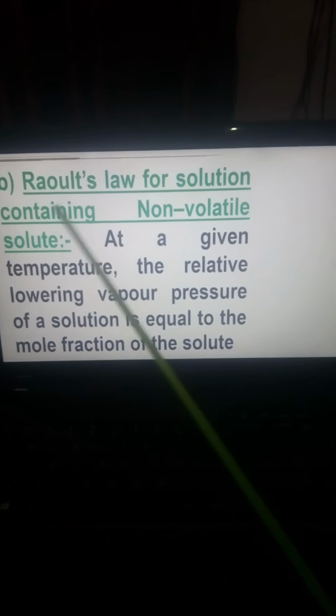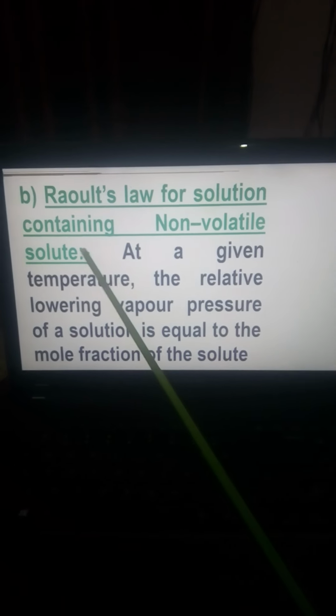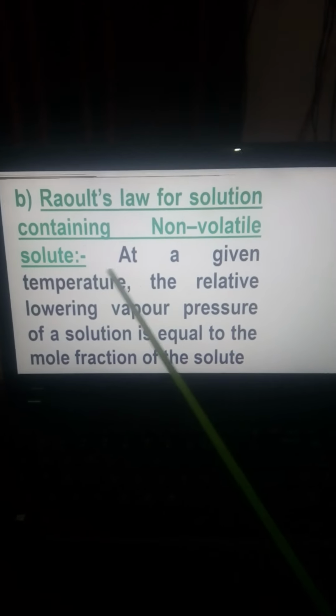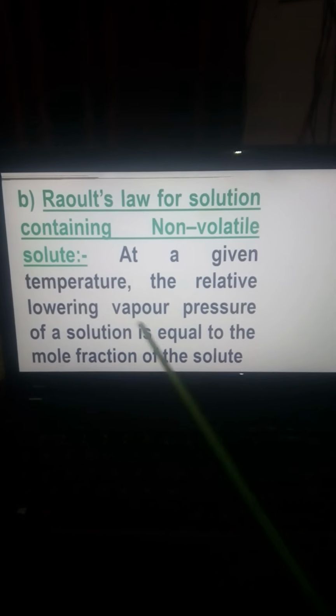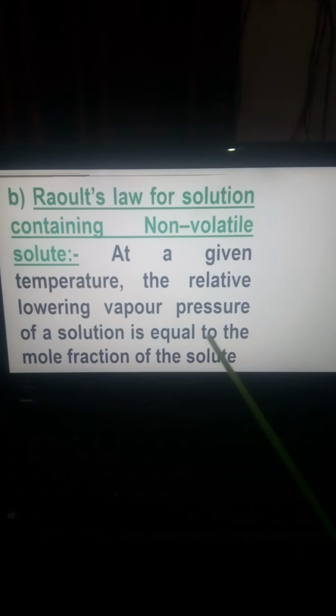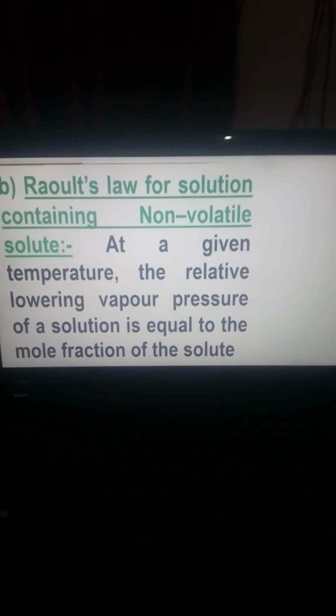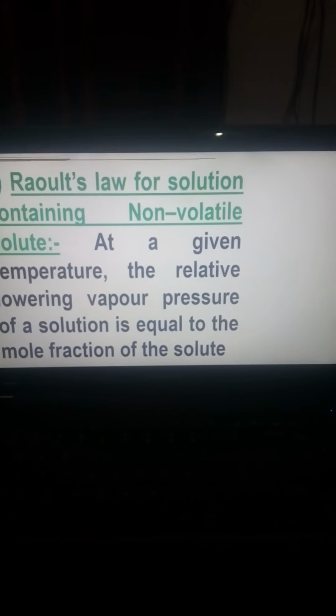Now the second case, Raoult's law for a solution containing a non-volatile solute. In that case, at a given temperature, the relative lowering of vapor pressure of a solution is equal to the mole fraction of the solute. So what is the relative lowering of vapor pressure?